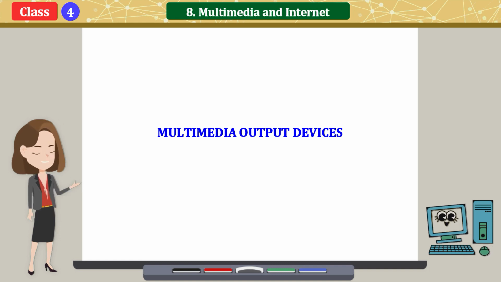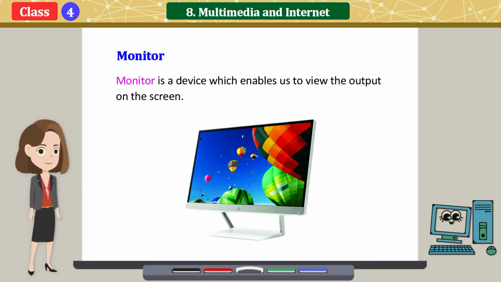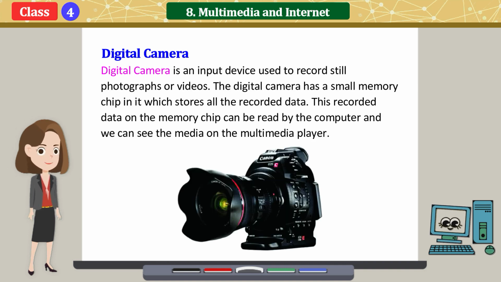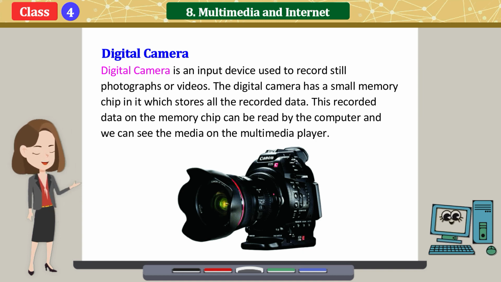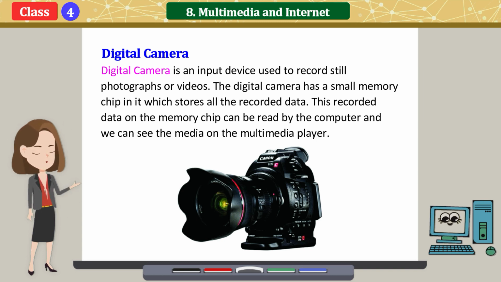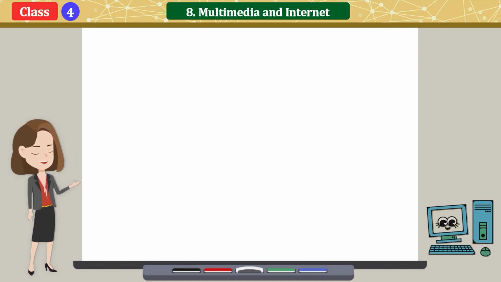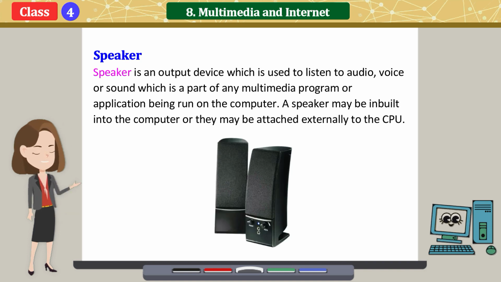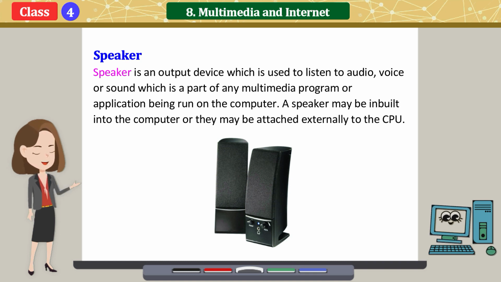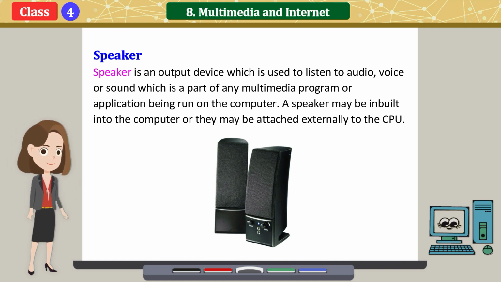Multimedia output devices. Monitor. Monitor is a device which enables us to view the output on the screen. Digital camera. Digital camera is an input device used to record still photographs or videos. The digital camera has a small memory chip in it which stores all the recorded data. This recorded data on the memory chip can be read by the computer and we can see the media on the multimedia player. Speaker. Speaker is an output device which is used to listen to audio, voice or sound which is a part of any multimedia program or application being run on the computer.